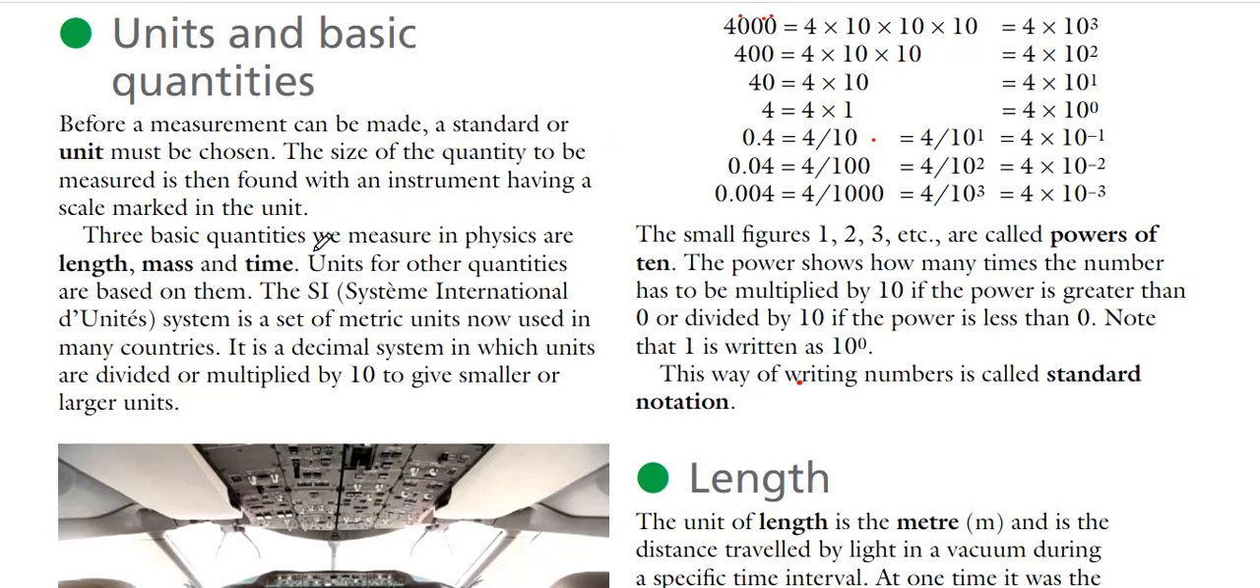Now there are three basic quantities we measure in physics: length, mass, and time. These are the three main units, and the other units are based on these. Like distance, let's say, you can use length and time for distance. The length of the road is basically the distance, I guess. Let me be honest, I might be teaching you, but I'm also learning myself, because that's how I learn.